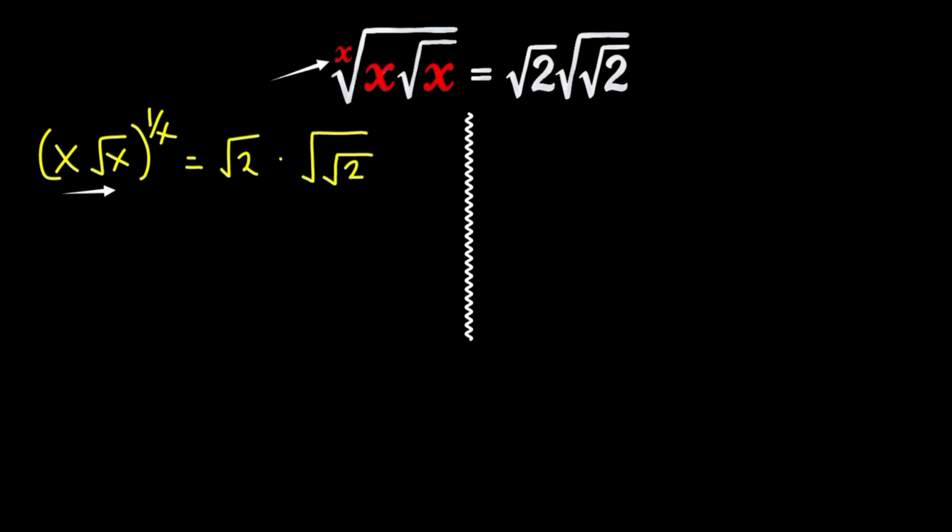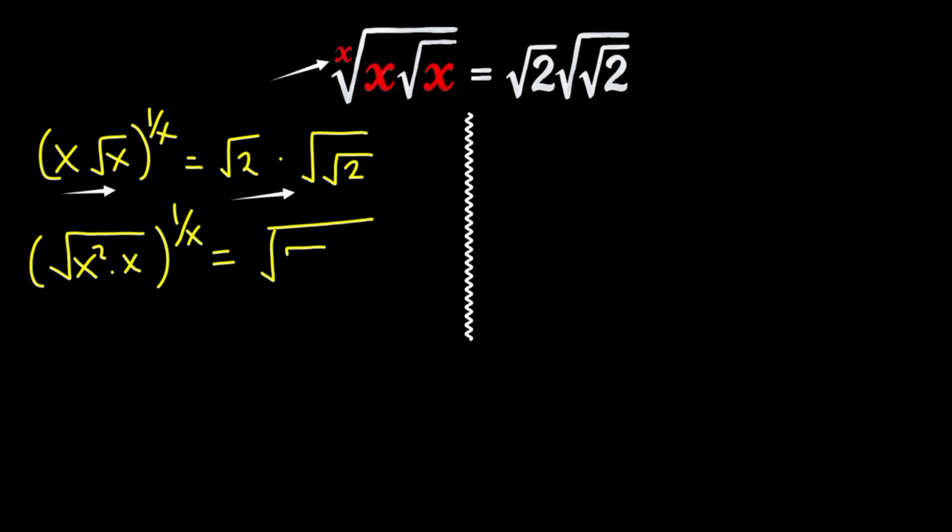We'll take this inside the root, and since the square root of x squared is x, we can just say x squared times x, and all to the power of 1 over x, and that equals, we do the same thing by taking root 2 inside the square root, and then we have square root of root 2 squared, then times root 2. And this works because the square root of x squared is x, therefore it comes outside just like we had before. So we haven't done anything mathematically wrong.